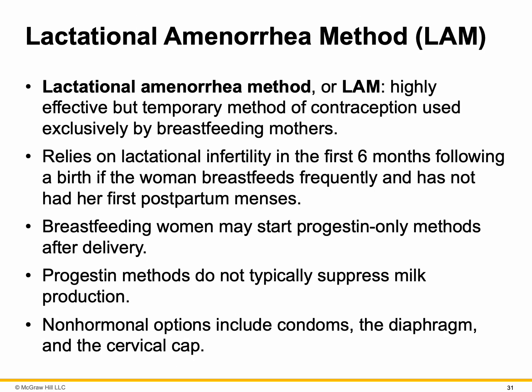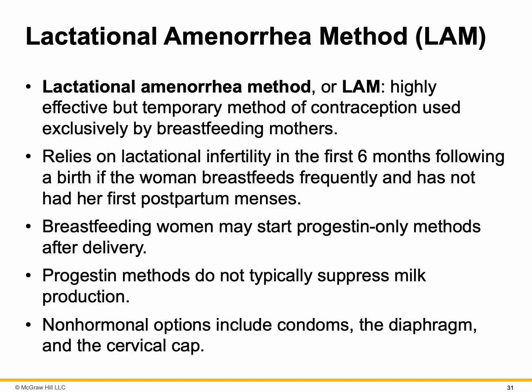Okay, so the next option we'll discuss is lactation amenorrhea method, or LAM. LAM is a highly effective but temporary method of contraception used exclusively by breastfeeding mothers. This method relies on lactational infertility in the first 6 months following a birth if the woman breastfeeds frequently and has not had her first postpartum menses.